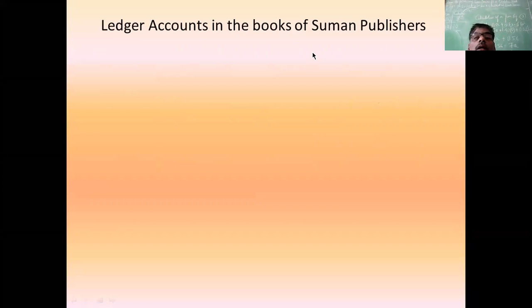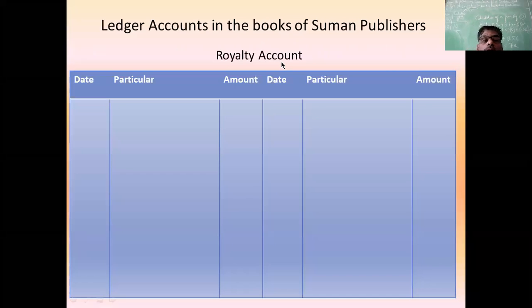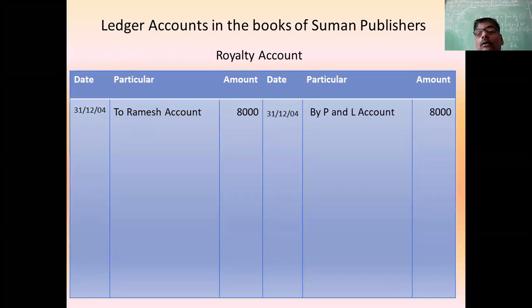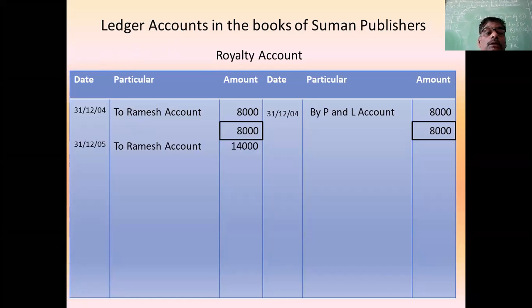Suman Publisher is the lessee. Okay, first royalty account. In the royalty account, you write the date to Ramesh, author. You write the lessor name. Lessor is author. Sorry, author is Ramesh. Okay, Ramesh. Royalty 8,000 by P&L account 8,000, total 8,000. First year complete. Second year date, Ramesh account 14,000 royalty, P&L account 14,000, total 14,000.